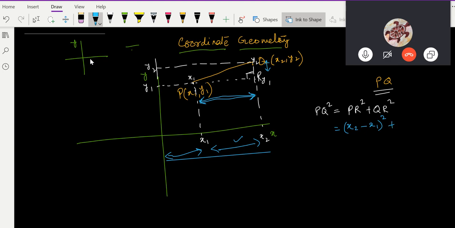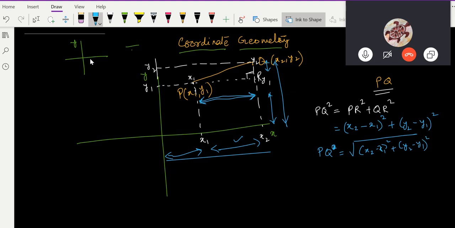QR is again the whole thing, this whole thing minus y1, minus this one. So the whole thing is y2 and up to here is y1. Whole square, right? Therefore PQ is root over of this whole thing, x2 minus x1 whole square plus y2 minus y1 whole square.